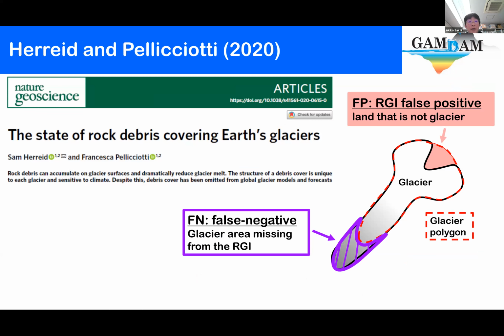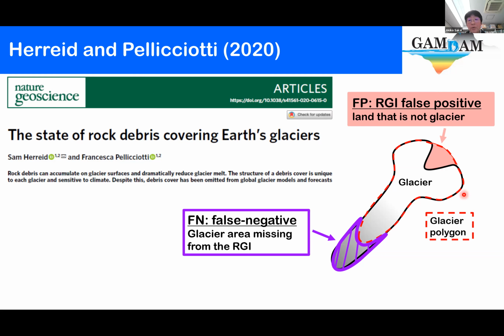Herreid and Pellicciotti 2020 generated a global map of debris-covered glaciers. They published in Nature Geoscience, and it's great work and a huge data set. They did not use the RGI global glacier inventory as is, but updated the RGI and obtained a more accurate debris-covered distribution.